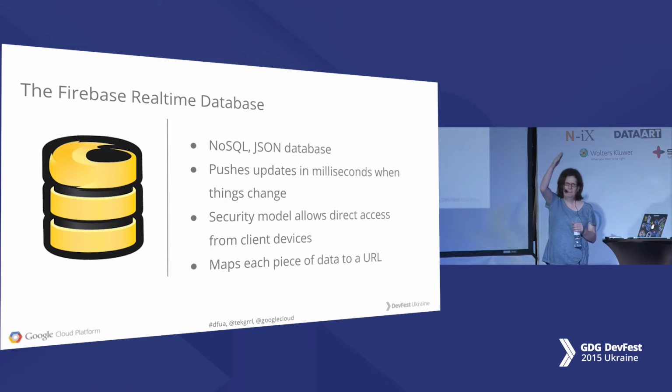NoSQL JSON, basically a nested object we store, very similar to MongoDB. You can effectively take your MongoDB, dump it to a JSON file, and then import it into Firebase. It has a strong security model, which allows direct access from the client devices and from nowhere else. And it also maps each piece of data to a URL. So it's extremely effective. And I wish I could talk more about it, but I think somebody's already given a talk about Firebase, maybe yesterday or maybe today, not sure.